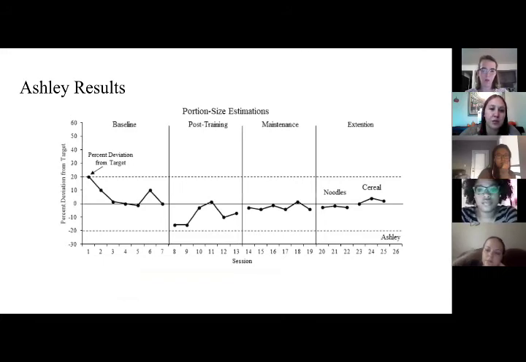During the extension phase with noodles and cereal, the average was negative 0.2 with a range of negative 2.8 to 4.0. During baseline and post-training, data was more variable. During maintenance and extension, data was more stable and more accurate, closer to zero, so there was less variability in each measurement. I can conclude that this treatment was effective for me because baseline was more variable, and while post-training was more variable, maintenance and extensions showed improvements.